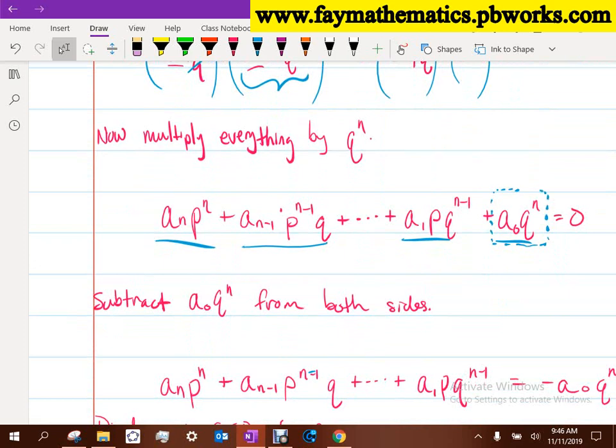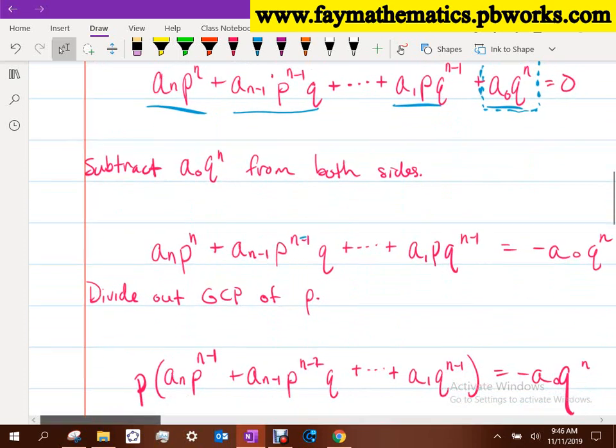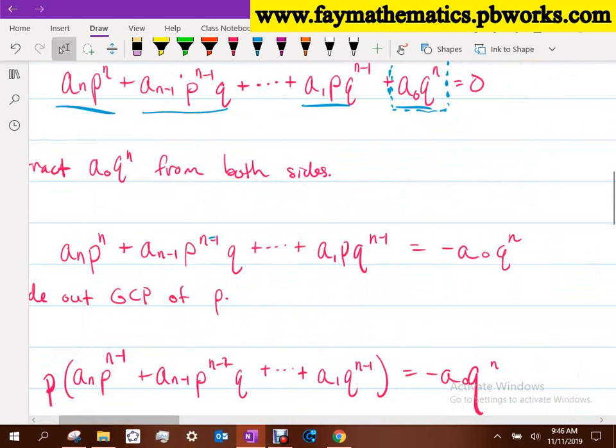Like multiplying by q over n. I said that at the same time, when I said multiplying by q over n isn't going to make a lot of sense right away. But when we're done, we got rid of fractions, right? That's why it made sense to do that. Here, I'm going to subtract that from both sides. I'm going to subtract a sub 0 q to the n from both sides, and we get something like this.